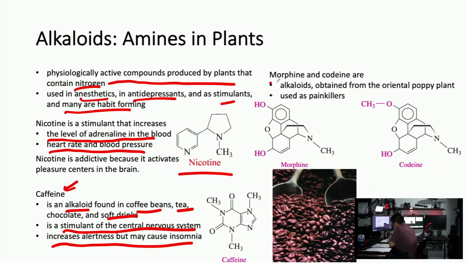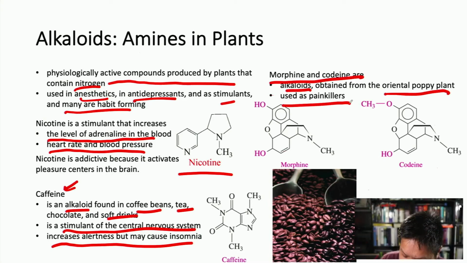Some other helpful things: morphine and codeine. They're also alkaloids that are from the Oriental poppy plant, and they can be used as painkillers, right? And here's the structure for morphine, and it's a tertiary amine there, and then here's codeine with its tertiary amine there. All right. Caffeine also has a tertiary amine there. All these are tertiary amines, right? Except for, no, that's also a tertiary amine. They're all tertiary amines.